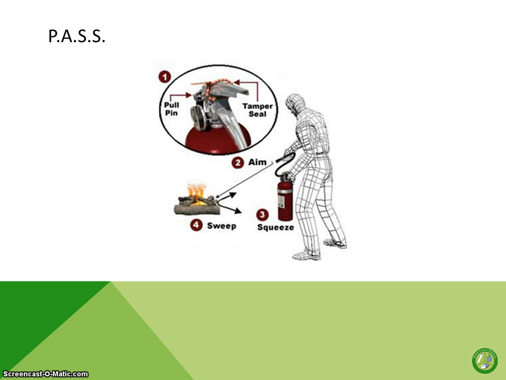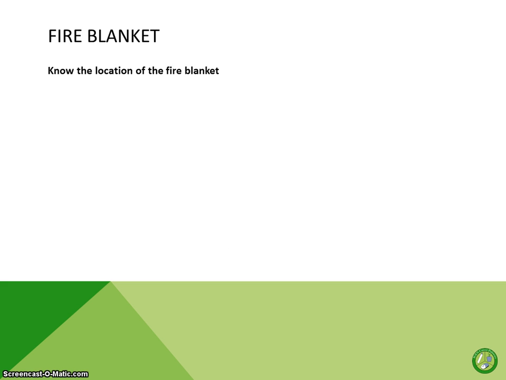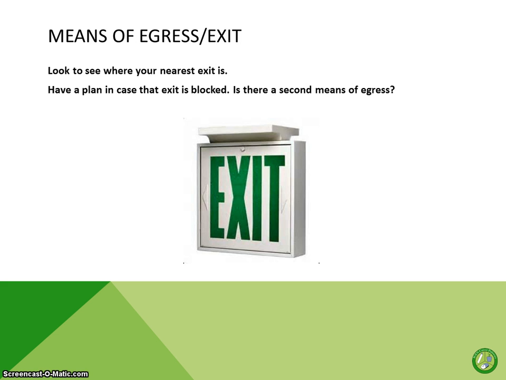This is another example of the PASS system. Pull the pin, aim low, squeeze the handle, and sweep from side to side. We'll have a fire blanket, so know where the location of the fire blanket is in the lab. Know how to get out of the lab. What are the means of egress? Look to see where the nearest exit is. Have a plan in case the exit is blocked, and where's your second means of egress?